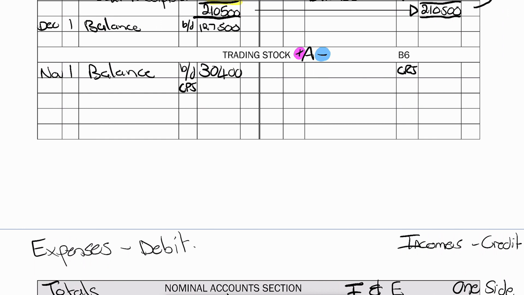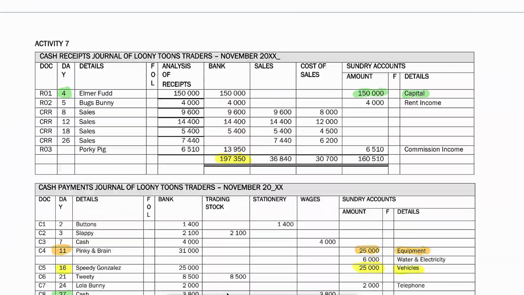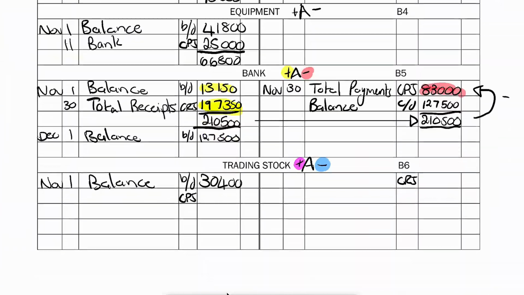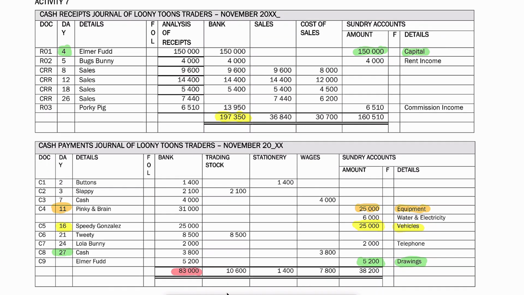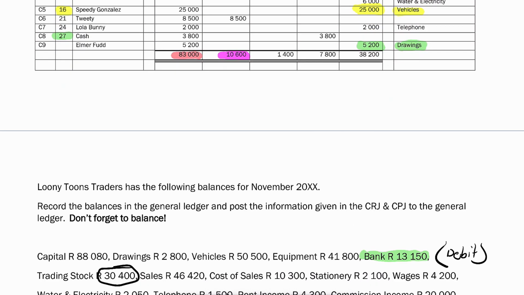Firstly, let's start with us purchasing stock. If we go up to our CPJ, where we purchase stock, there's a trading stock column, so that's all the money we've purchased for trading stock, or all the trading stock we've purchased, and the total amount of trading stock that we buy is 10,600 Rand.